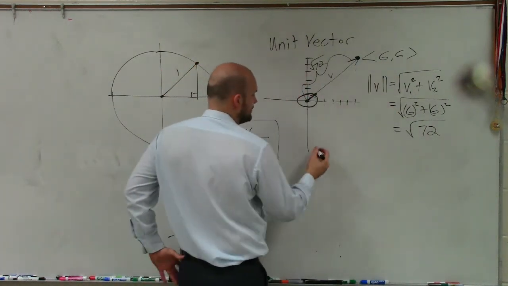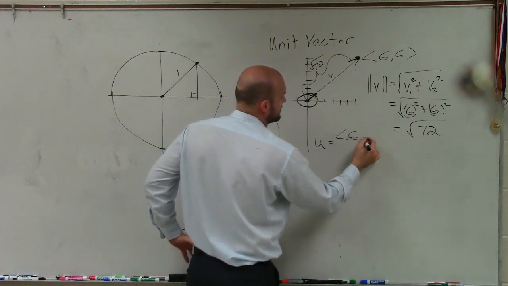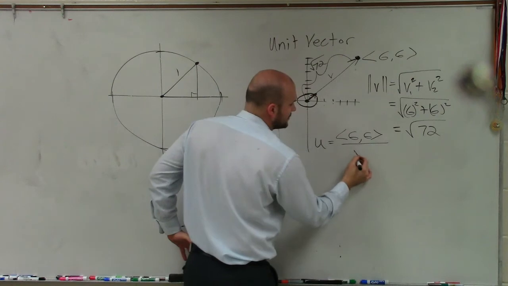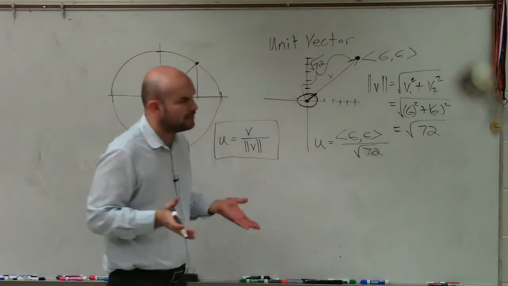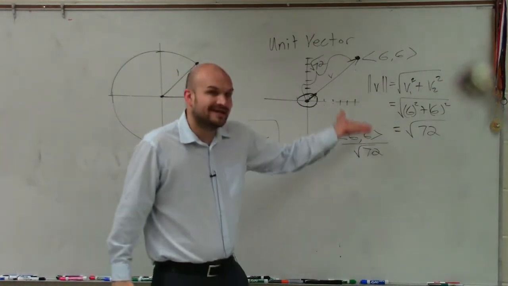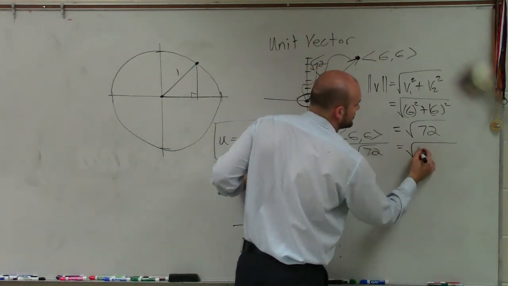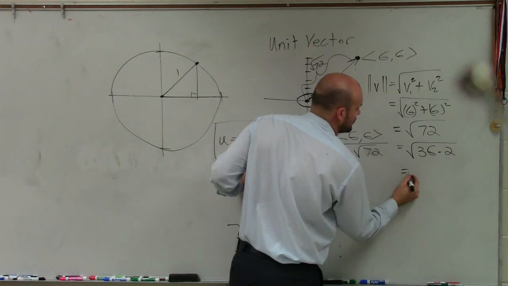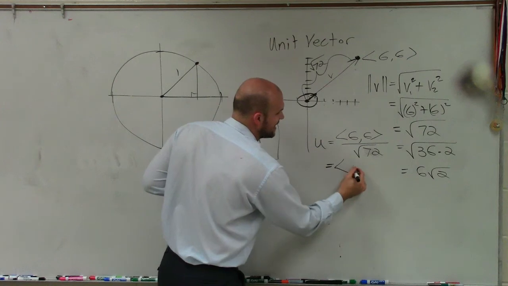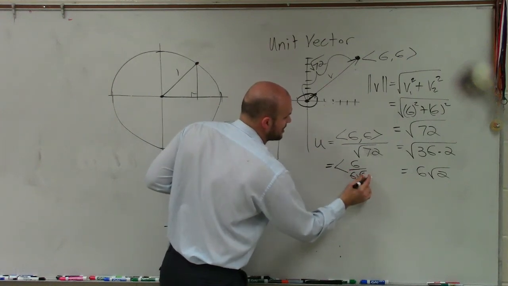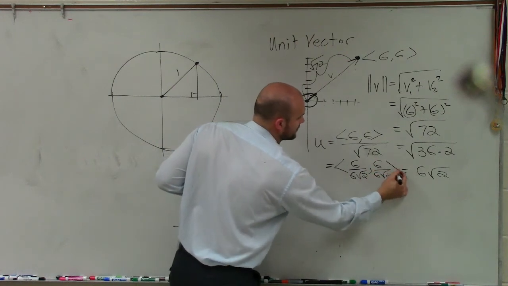So here I have a vector of 6, 6. Therefore, I'll write that vector, 6, 6, and divide it by the square root of 72. Okay, so now what do I do? Well, we can divide this into both of those components. You might also want to simplify this. The square root of 72 can be rewritten as the square root of 36 times 2, which equals 6 times the square root of 2. So I'll rewrite this as 6 divided by 6 square root of 2, comma, 6 over 6 square root of 2.